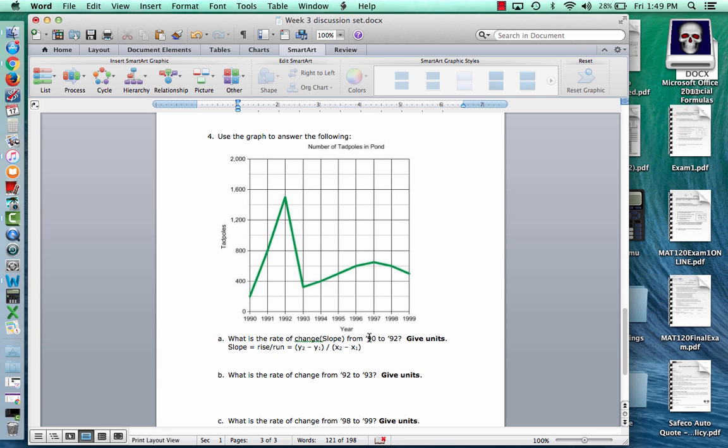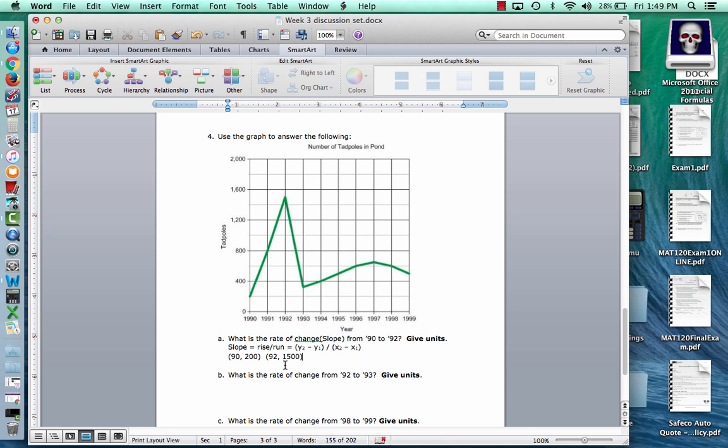So from 1990 to 1992, if we look at 1990, the year is 90 or 1990, but either way 90 is the x. The y value at 1990 is 200 tadpoles. So there's my first point. From 92 is the year, and the number of tadpoles was, this should be 14, so 1,500.